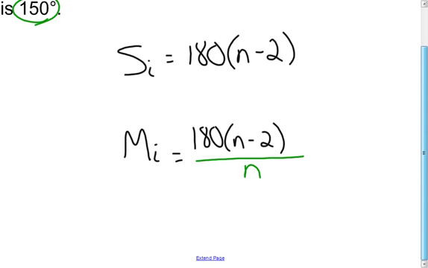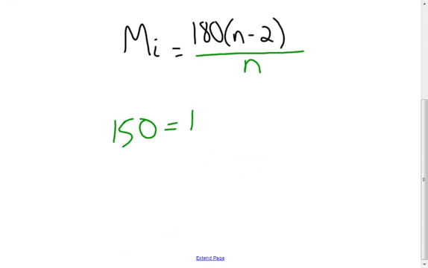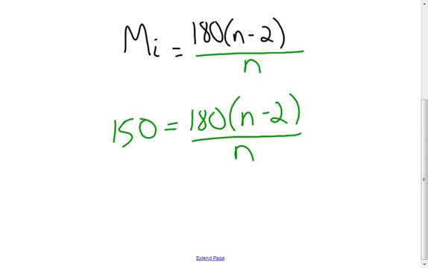So I'm going to take this second one that I've just created. I haven't created it. I just manipulated things a little bit. And I'm going to fill in what I know. I know the measure of just one interior angle. That's 150 degrees. The problem gave that to me. Well, now that equals 180 times, I don't know how many sides it has. I don't know how many angles it has, so I'm just going to leave that as n. And now I have an equation that I could solve.